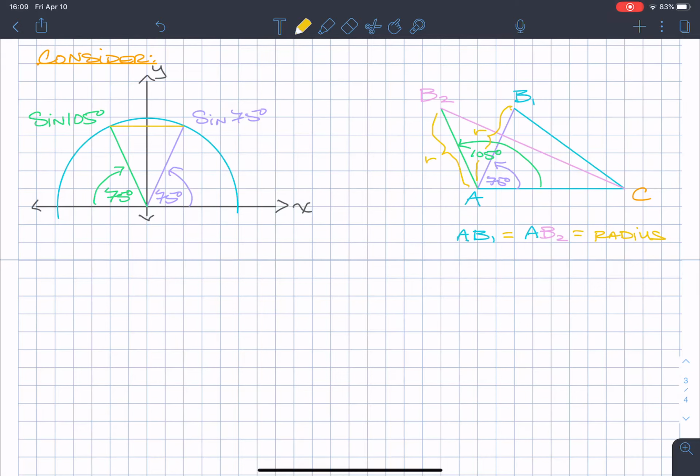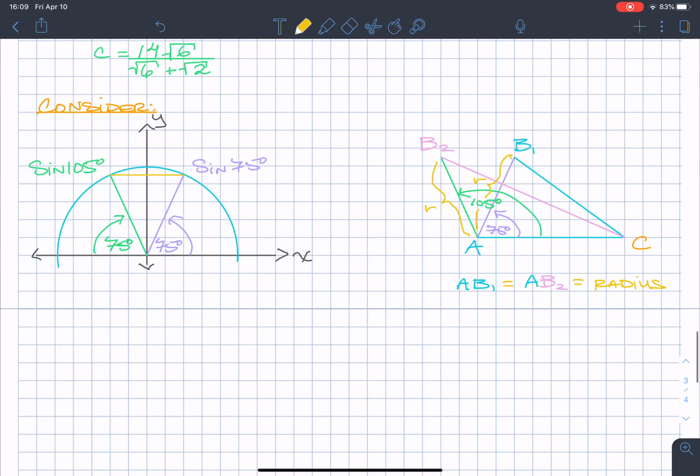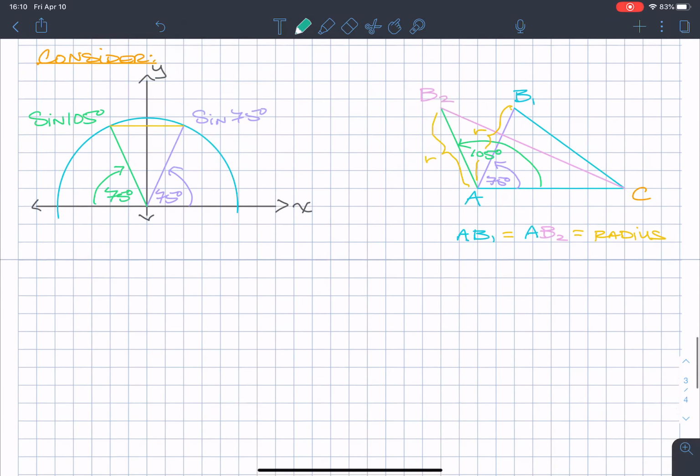Okay, so this is what's known as the ambiguous case. There's two possible triangles that will have sine being the same. So sine of angle 75 has the same value as sine of 105. So there's a problem here, and this is known as the ambiguous case.